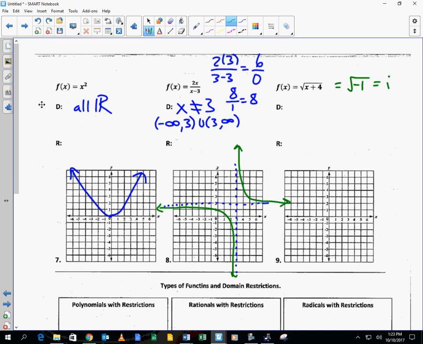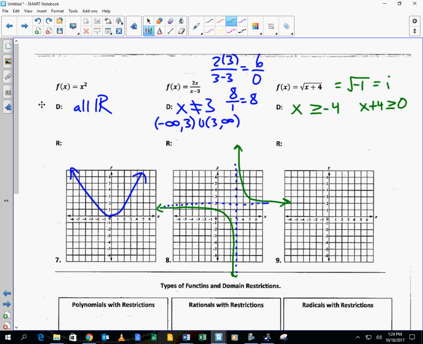That doesn't work. So therefore, if you think about it, x has to be greater than or equal to negative 4. Any values that are less than negative 4 won't work, but any values bigger than negative 4 will work. Now, really what we did is we said x plus 4, that thing underneath the square root, it has to be positive or 0.